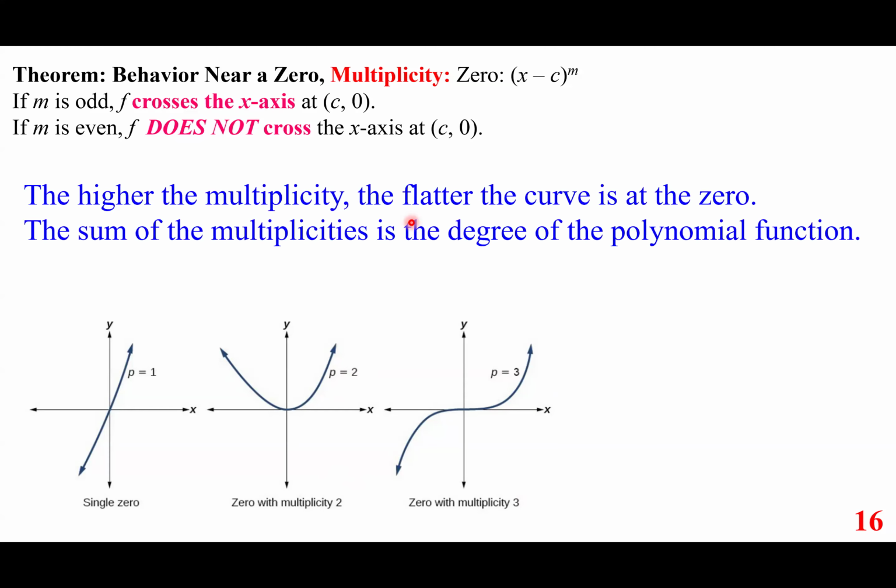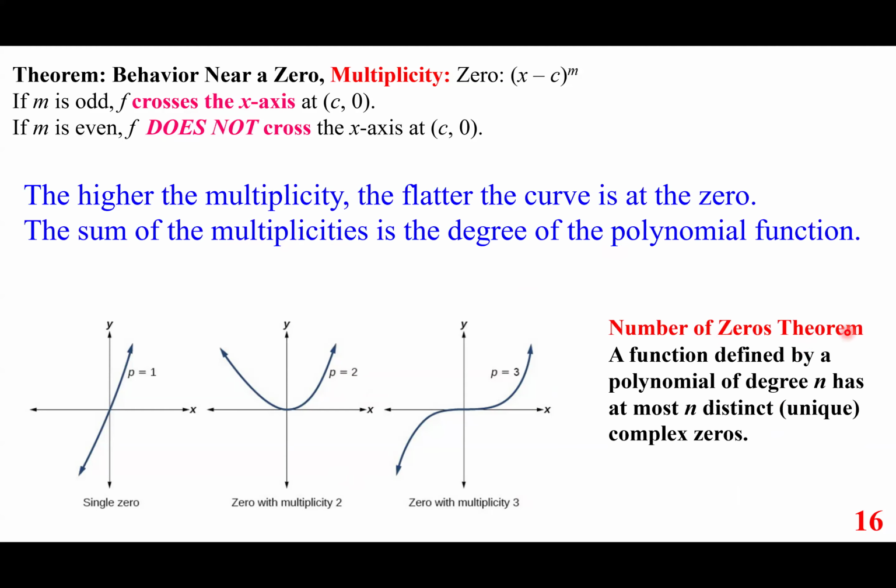The higher the multiplicity, the flatter the curve is at the zero. The sum of the multiplicities is the degree of the polynomial function. Number of zeros theorem: a function defined by a polynomial of degree n has at most n distinct or unique complex zeros. Again, single zero means multiplicity 1, a zero with multiplicity 2, and multiplicity 3.